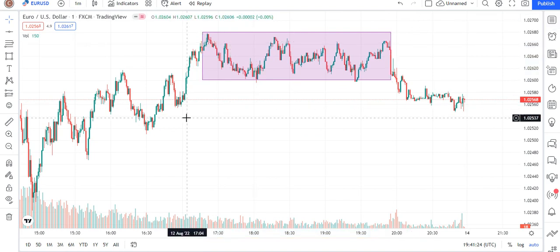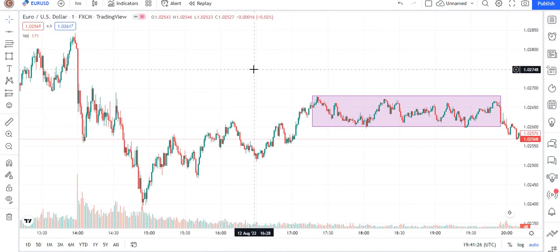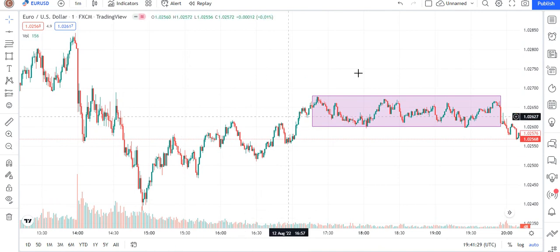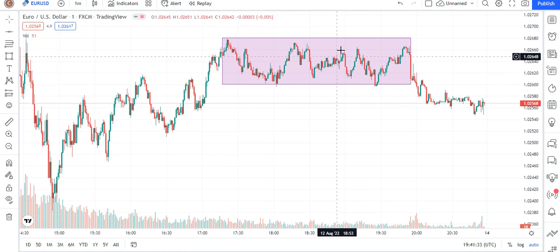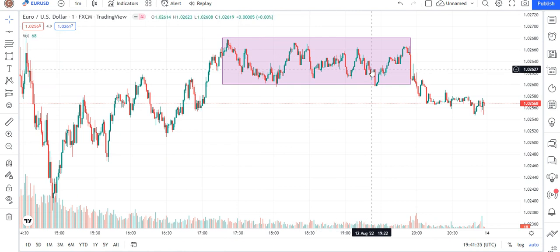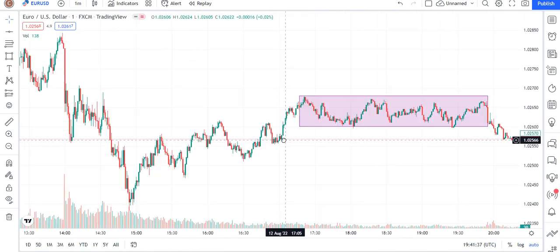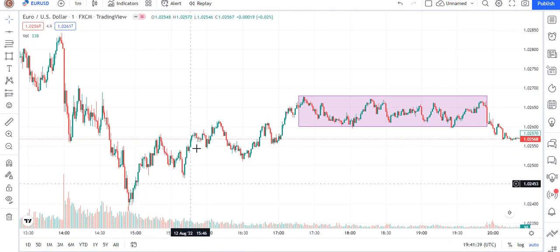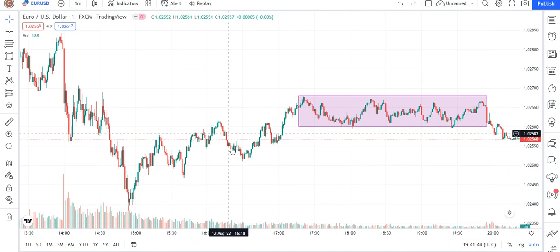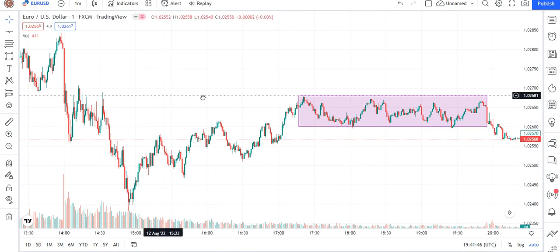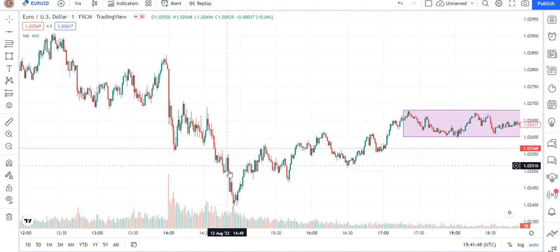So a ranging market is one that doesn't show a sign that it is moving up or down. Like here, for example, it's moving sideways, it's consolidating. This is what we call a ranging market condition. Here now, the market is trending upward. This is what we call a trending market. Here it's trending down, trending down.